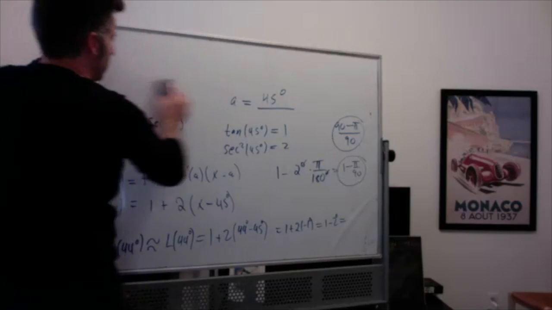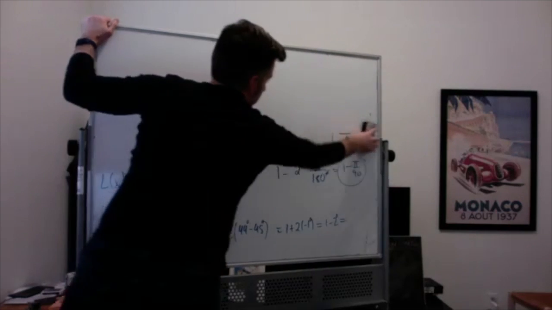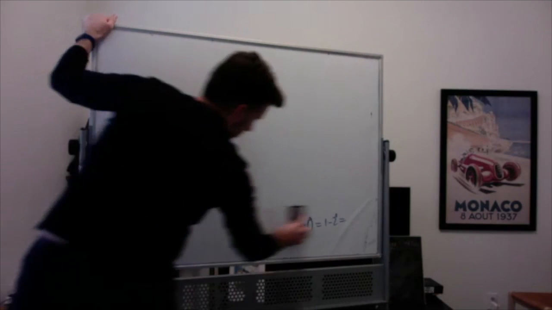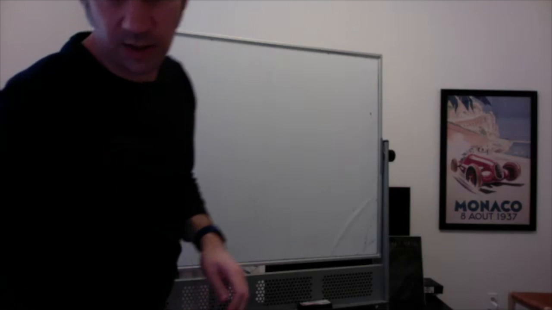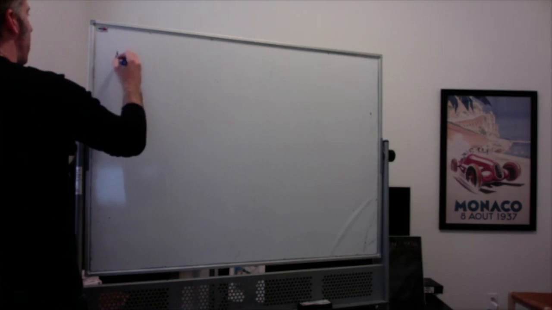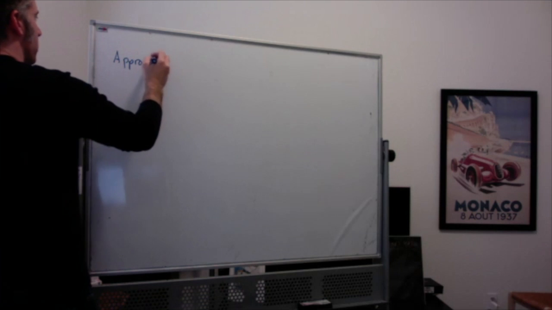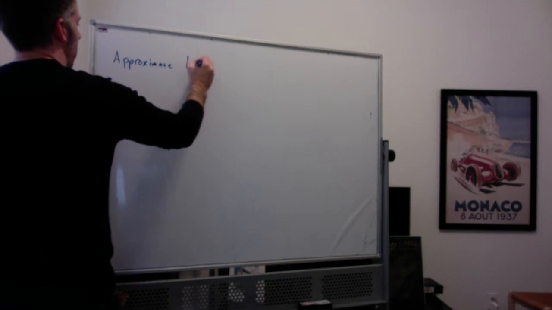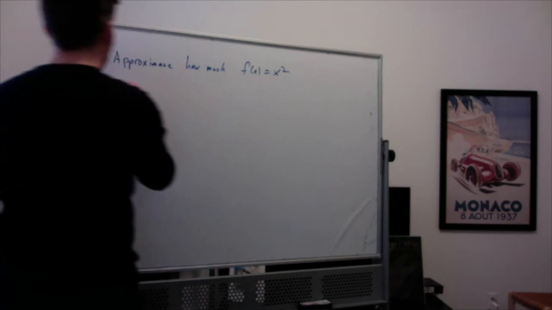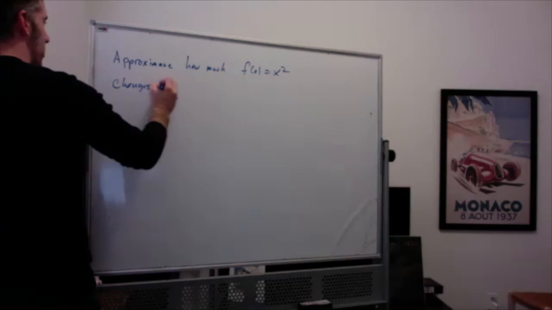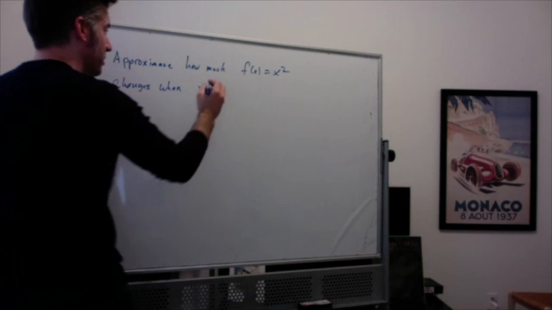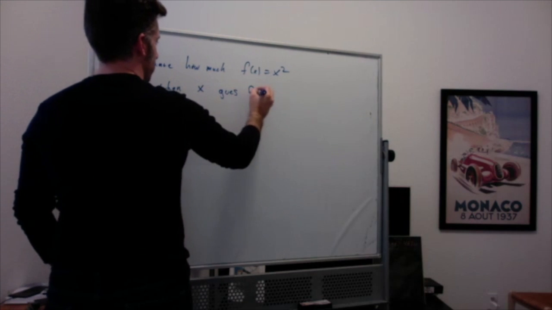Then there's also some more physical examples. Here's a kind of straightforwardish one. Approximate how much f of x equal to x squared changes when x goes from 6 to 6.2.